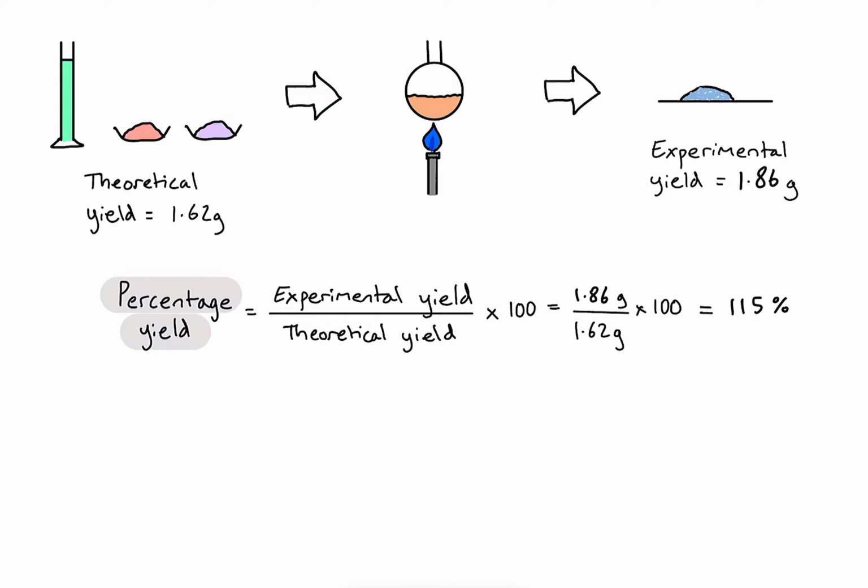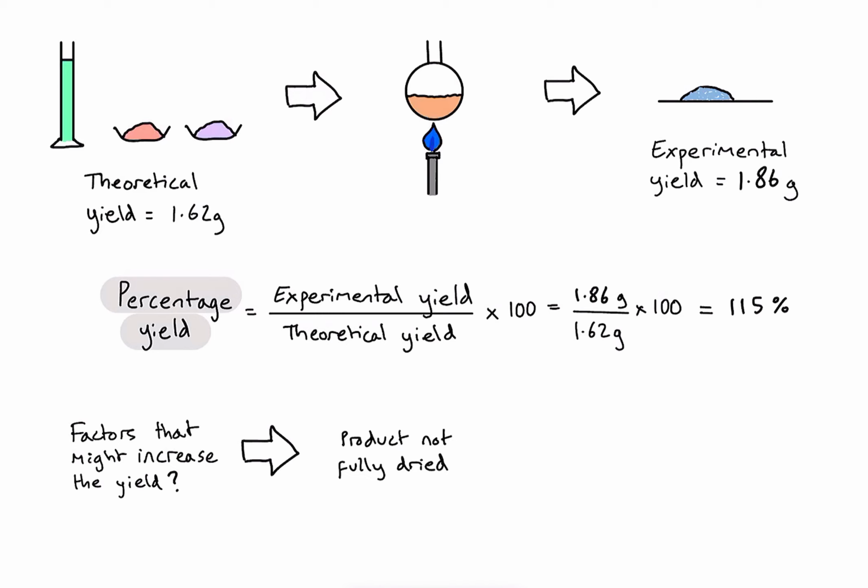So what kind of factors might have caused an increase or a percentage yield that's bigger than 100%? Well, first of all, very common one, perhaps my product isn't fully dried, particularly if I've done my reaction in a solution. Before I weigh my product at the end, it's important to dry it. You might place it in an oven for a few hours or leave it out in the lab for a day or two. If you don't do that, there might still be water or some of my solvent in that product, which makes the mass greater than it should be.